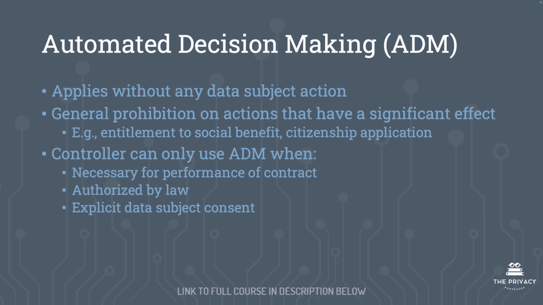That data subjects are not subject to automated decision-making applies without any data subject action. So this is not something that an individual has to request. It applies and is a general prohibition on actions that have a significant effect. Two prominent examples might be entitlement to a social benefit or a citizenship application.